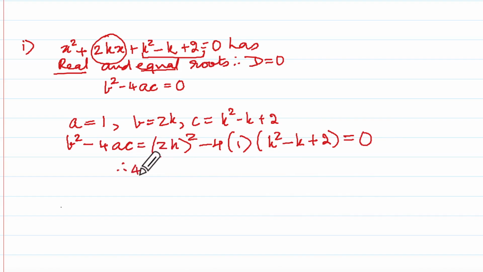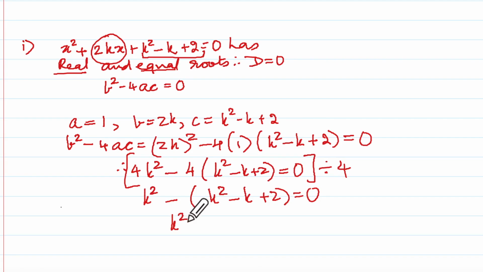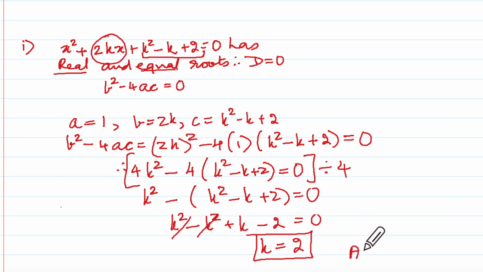This will give me 4k square minus 4 into bracket. Do not open the brackets, okay? Even though you are tempted, don't do that. Now can you see 4 and 4? Divide the whole thing by 4. Understanding? That's why I told you do not open the brackets. So you will have k squared minus bracket k squared minus k plus 2 equal to 0. Open the bracket. K square minus k square plus k minus 2 equal to 0. Can you see that? Did you understand how this is?